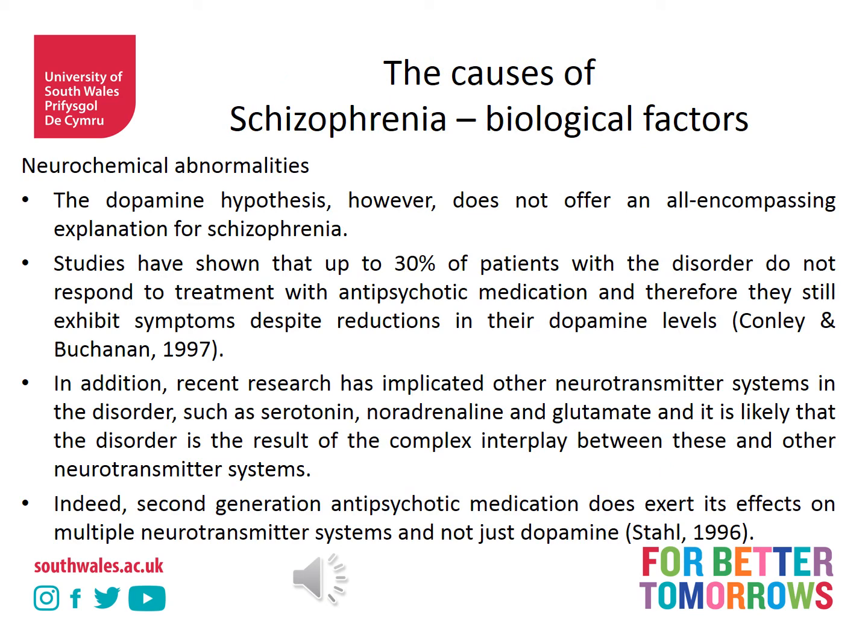However, the dopamine hypothesis does not offer an all-encompassing explanation for schizophrenia. Lots of research has shown that up to 30% of patients with the disorder do not respond to treatment with this medication, and it seems that other neurotransmitters may be involved in the pathology, such as serotonin, noradrenaline and glutamate.